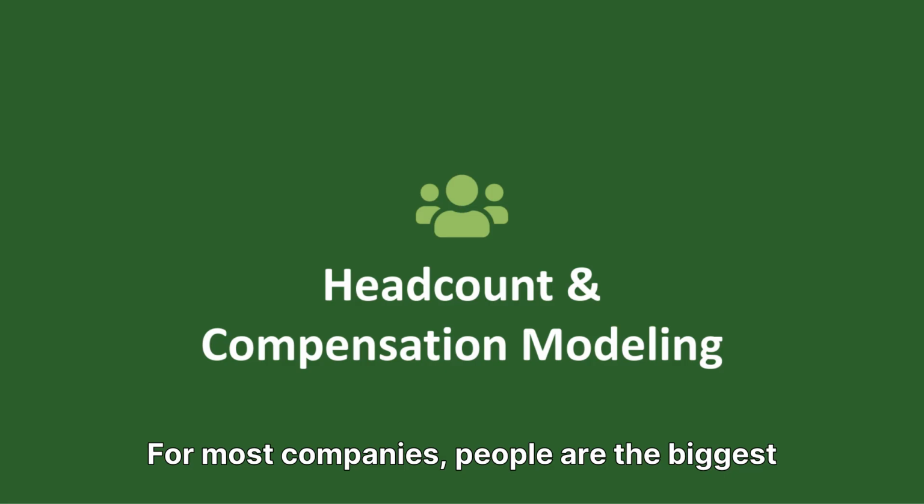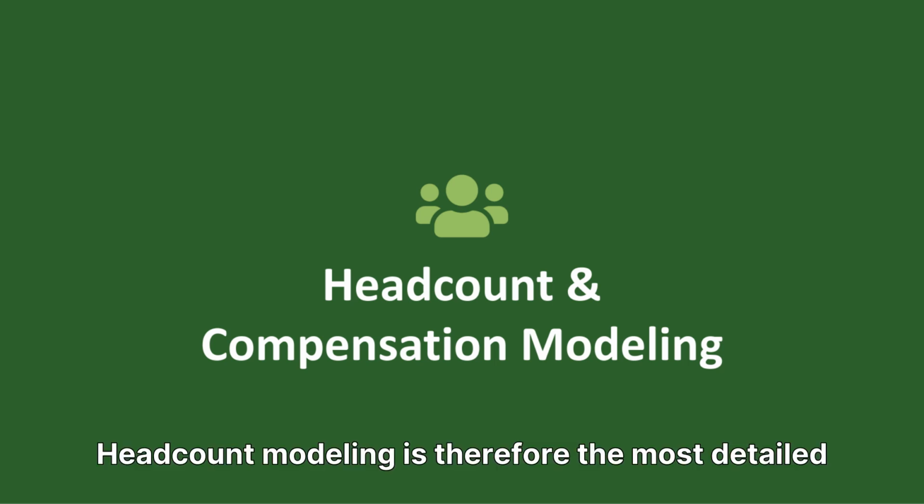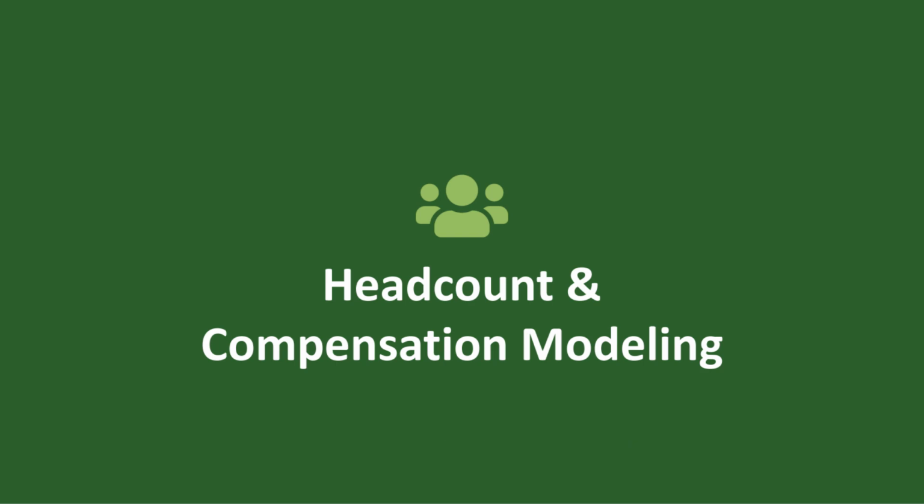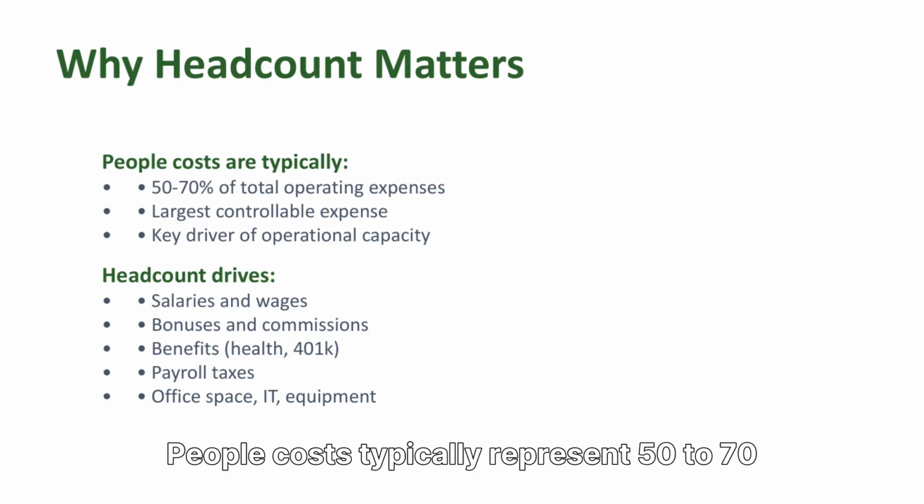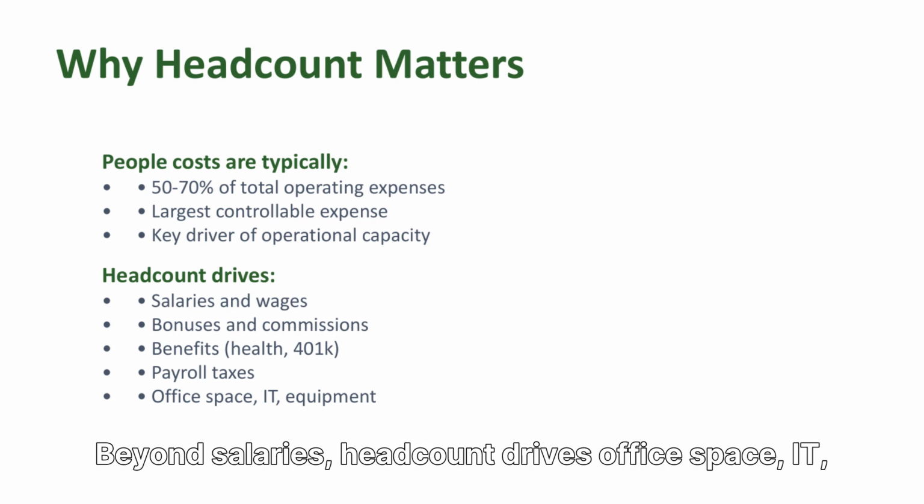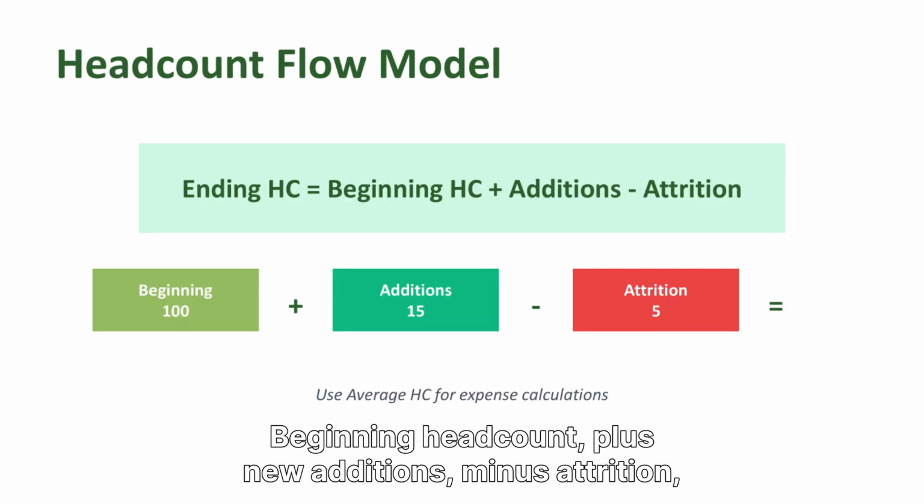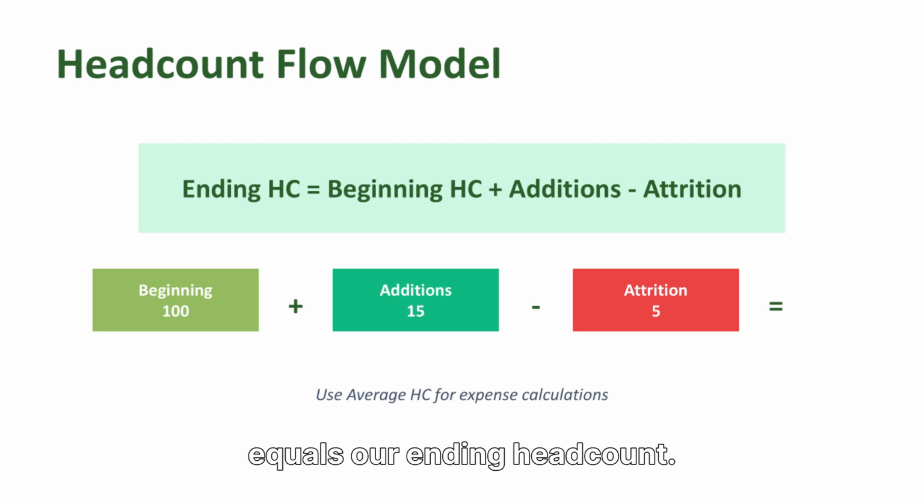For most companies, people are the biggest expense. Headcount modeling is therefore the most detailed part of the OpEx forecast. People costs typically represent 50 to 70% of total OpEx. Beyond salaries, headcount drives office space, IT, and benefits costs. We track headcount using a flow model. Beginning headcount plus new additions minus attrition equals our ending headcount.